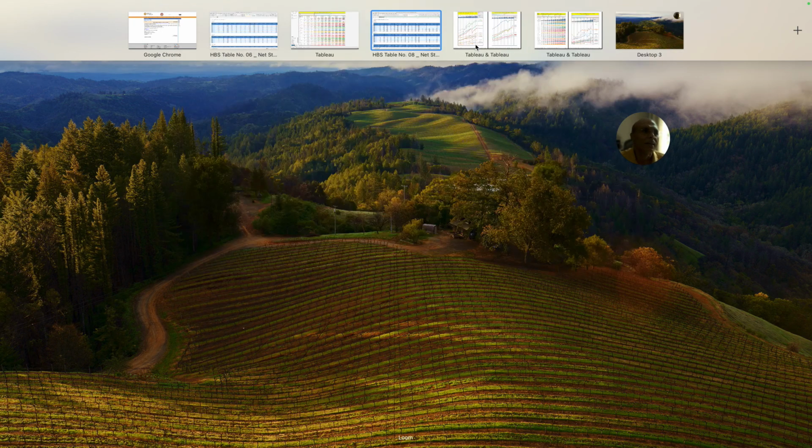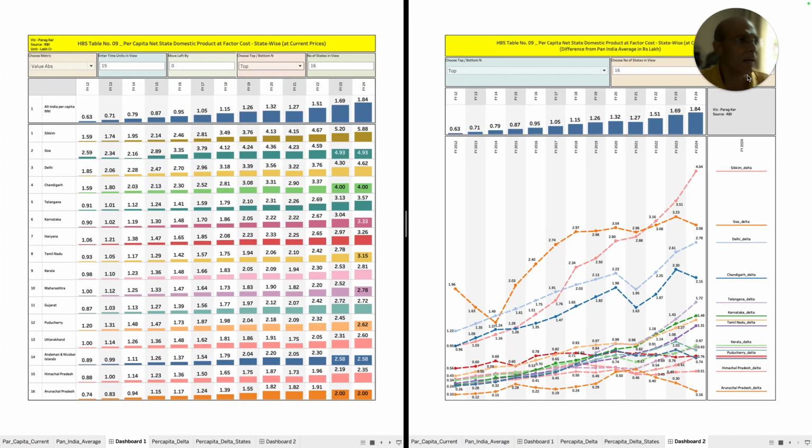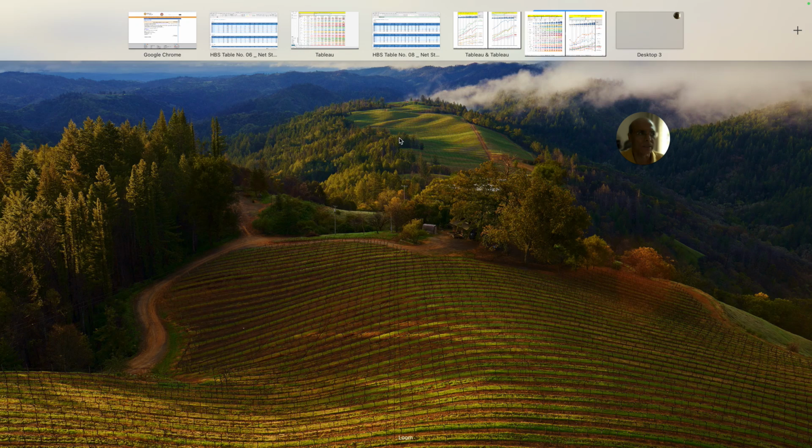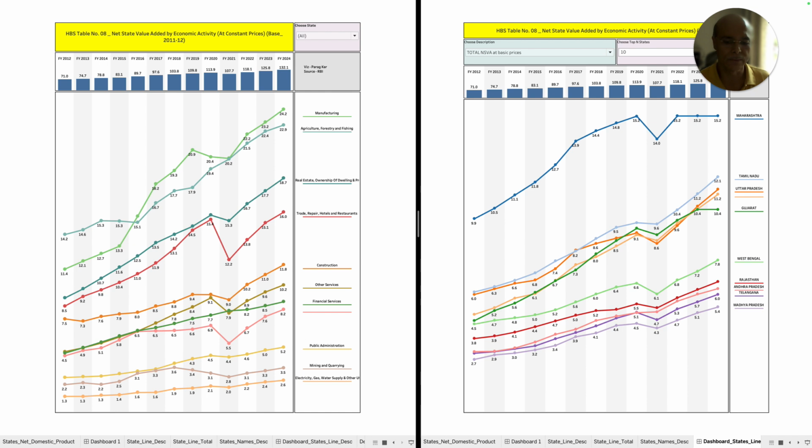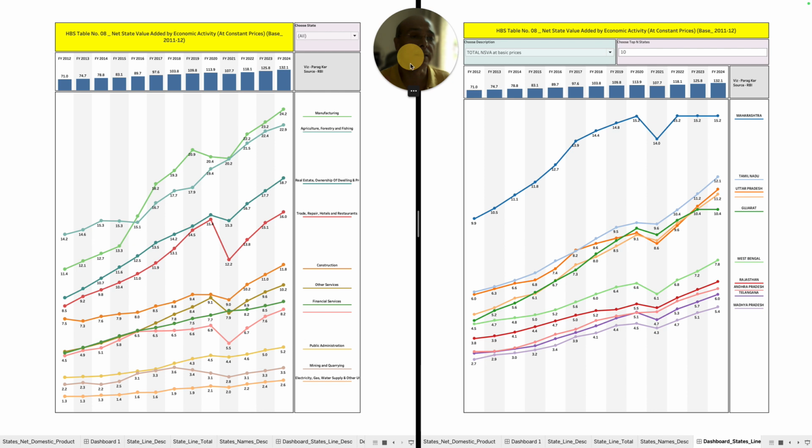So these are the two tables, and there is one more table which captures the per capita GDP, for which I have created a dashboard here. I am going to take you through that. What I am planning to do in this video is a deep dive into individual states, and I am interested in talking about the production part of the GDP, the economic activity for various states.